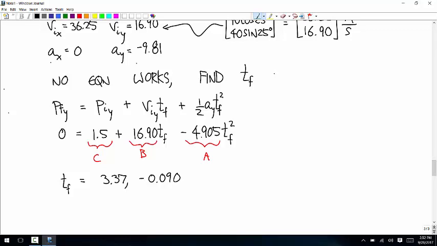0.090. Anyone else get that? .353. Okay, and then negative 0.090. Okay. So which one of those do we take and which one do we reject? It's easy when you're dealing with time. You just always take the positive one.